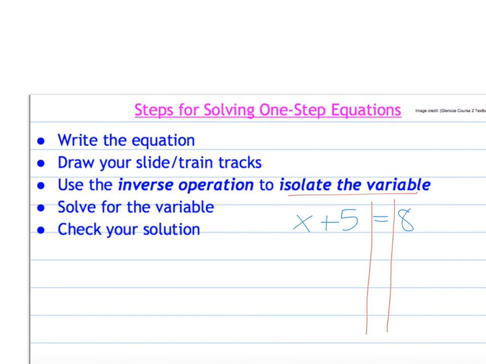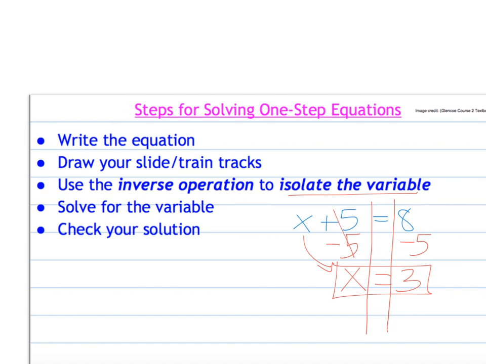Isolate the variable means to get the variable by itself. Inverse, again, is the opposite, undoing operation. So if I add 5 to x to get to 8, I can undo that by taking 5 away from x to get what you had beforehand. So I undo. 5 minus 5 is 0, so I'm just left with x on this side. 8 minus 5 is 3. So then I have x equals 3, and that's me solving for my variable.